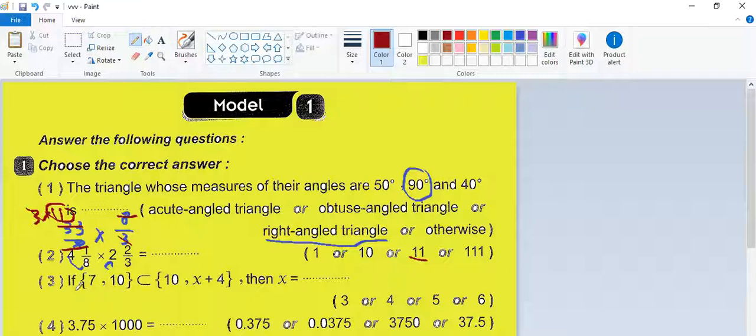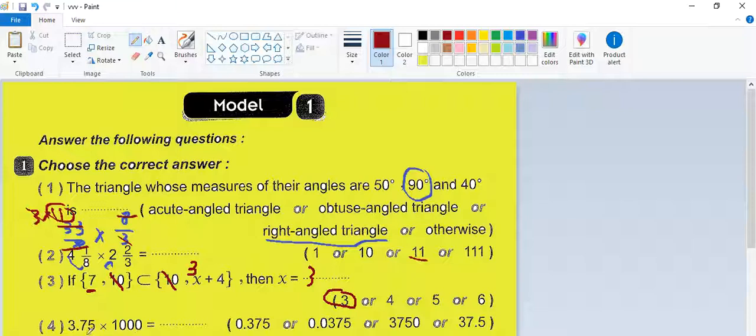After that he said, if 7 over 10 is a subset of 10 and x plus 4, then x equals what. We can cancel together, cancel 10 and here 10 also. The remainder here is 7, so x plus 4 equals 7. We want a number to add to 4 to make 7, so we'll say 3 plus 4 equals 7. So finally here we have x equals 3.